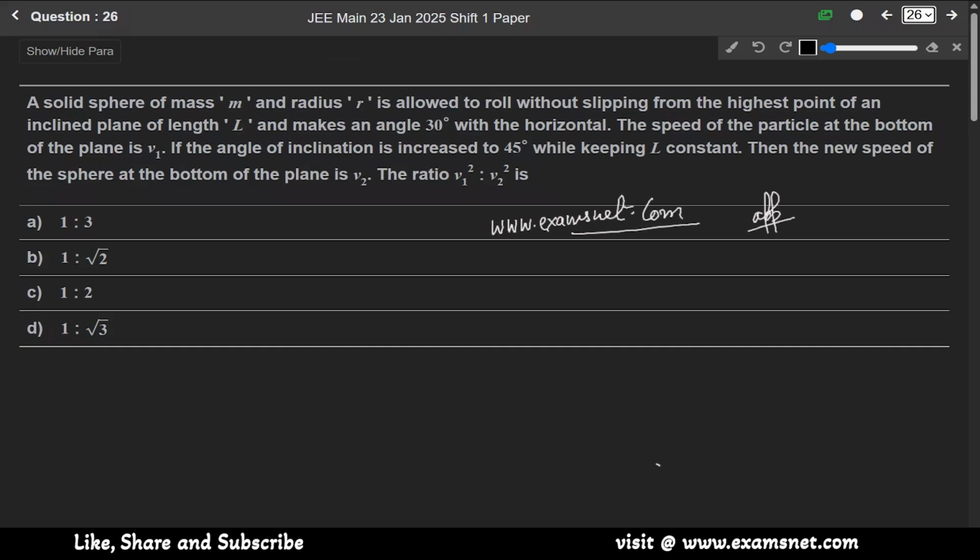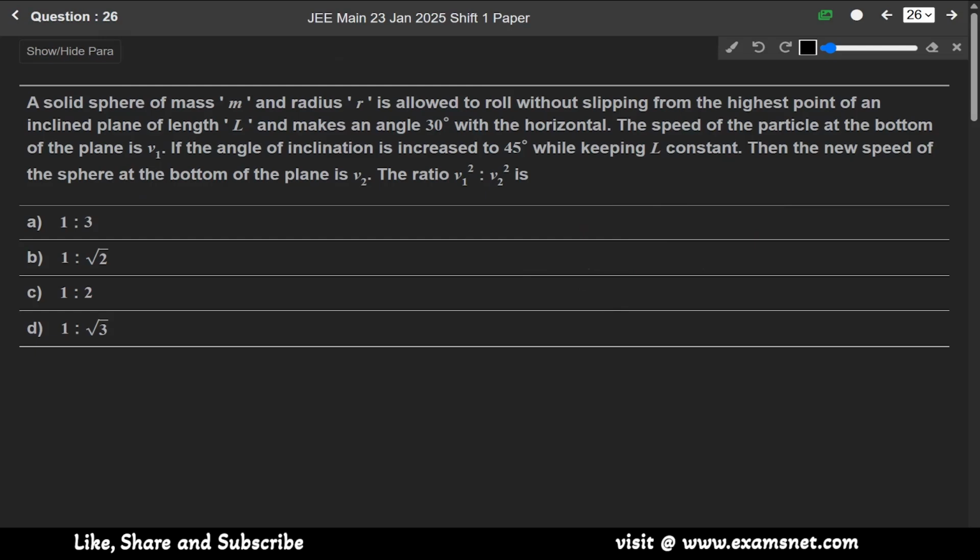So today students, we will be solving JEE Main 23rd January 2025 shift first paper. In this particular video I'll be solving the physics part of the paper. Starting with the very first question of the physics section, that is question number 26.